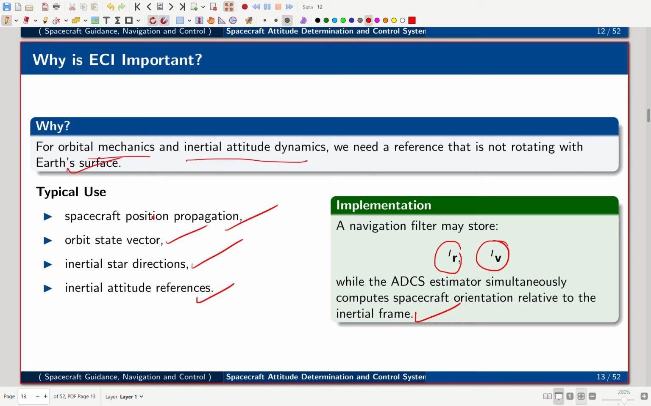So we want such a frame which should not be rotated with the Earth surface.